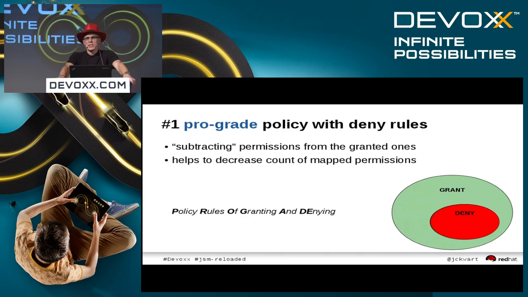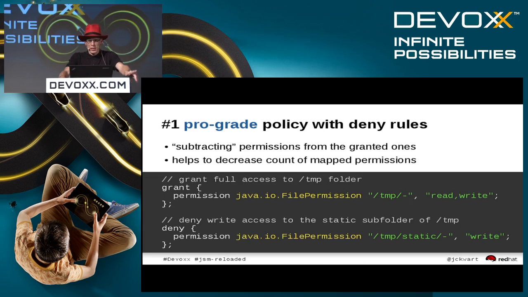So, the ProGrade policy with deny rules adds, as we've seen, grant entries. So this policy adds deny entries. So we can say, I allow this big set of permissions, for example, full access to the temporary folder, but I want to deny access to a single subfolder. You then don't have a chance to do it with the standard security manager. And with the ProGrade security manager, your policy file can look like this. You can use both grant entries and deny entries.